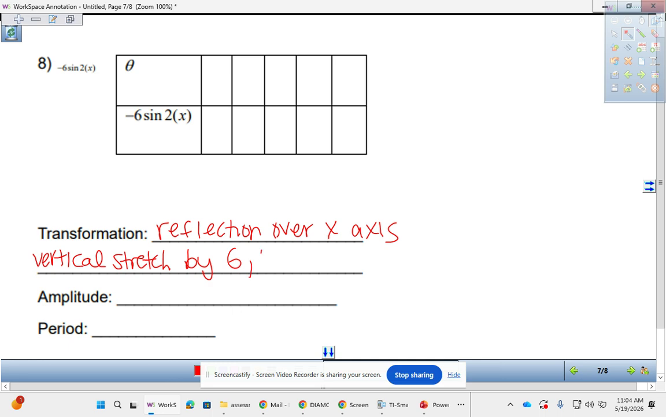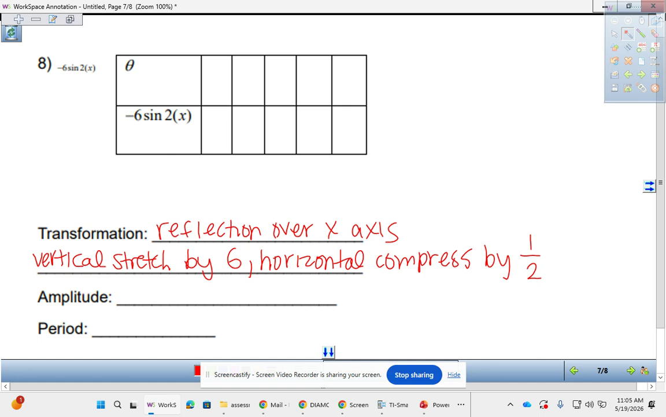So we call this a horizontal compress. And anytime you have a compress, then your number should be a fraction. So I'm not going to say a horizontal compress of 2. That's redundant. It's going to be a horizontal compress of the reciprocal of 2, which is 1/2. So we'll call this a horizontal compress of 1/2. Stretches have whole numbers, compresses have fractions.